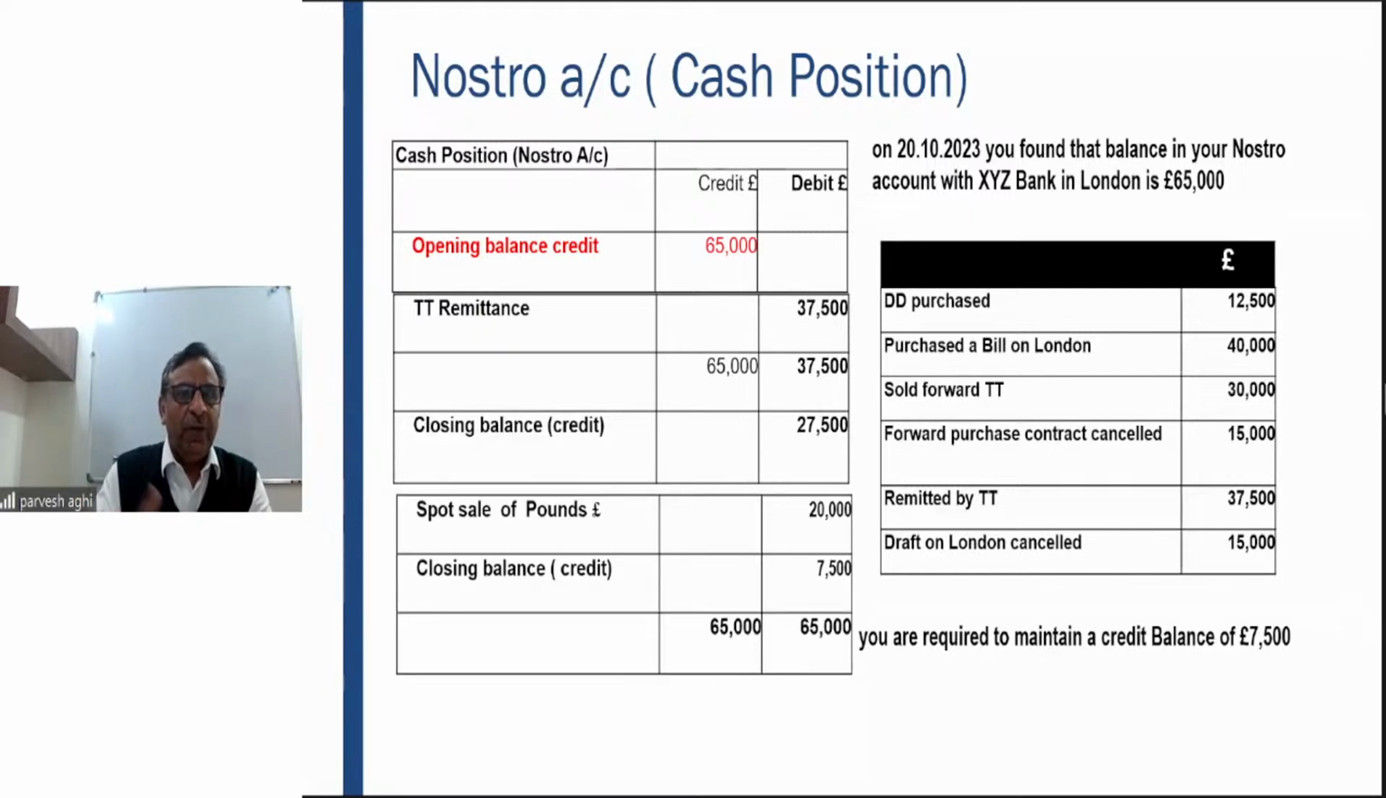So that means you have to take one action. You are going to sell spot pounds. So the moment you sell the pounds in the spot market, your bank account will get reduced to 7,500. So you have to do a transaction because the bank says that you have to maintain a credit balance of 7,500. So you have to sell pound spot. If you do it in a spot market, it's going to hit your nostro account as well as your exchange account. So you have this balance.